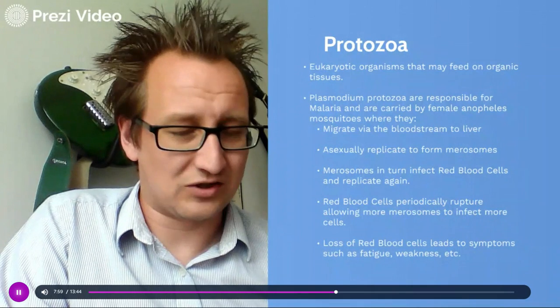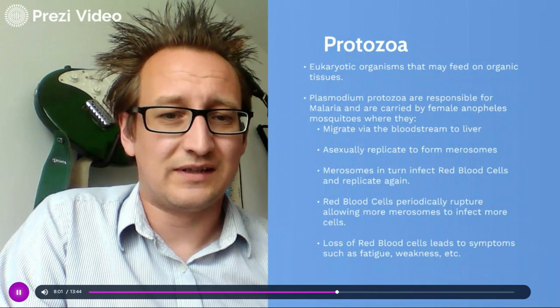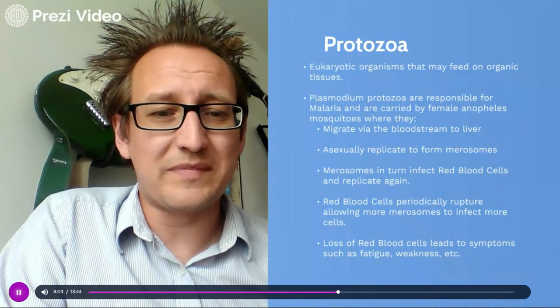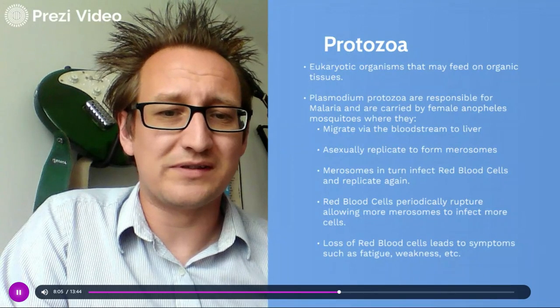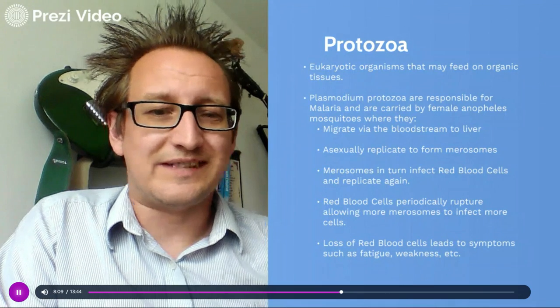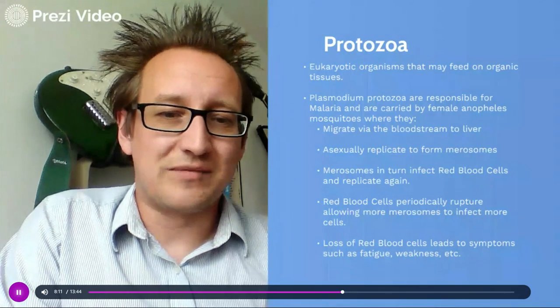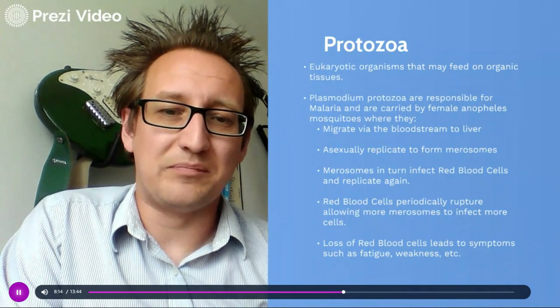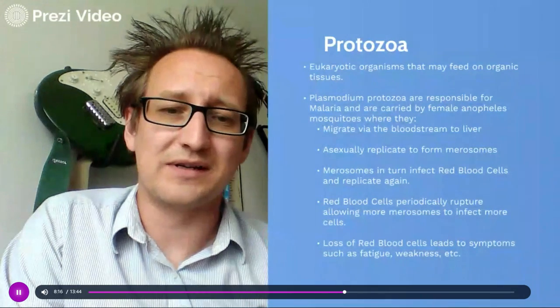Now, the liver contains a good supply of oxygen and nutrients, and things called merosomes will form, and these merosomes in turn will go on to infect red blood cells. And this is their way of essentially spreading, because the red blood cells will be picked up by mosquitoes and carried off to the next person.